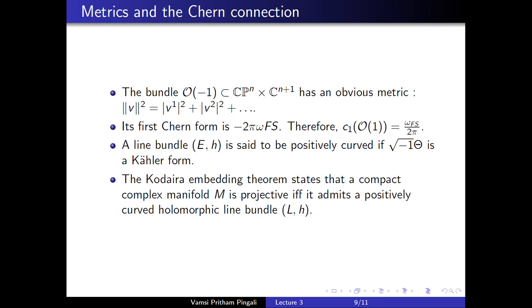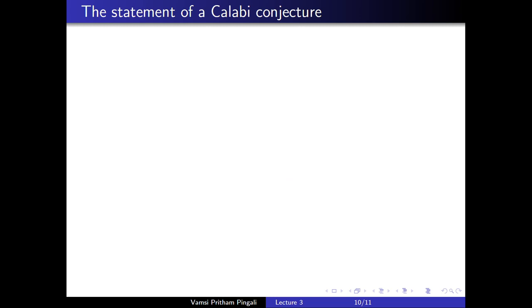If I give you just a complex manifold, forget about coming up with a positively curved holomorphic line bundle. How do you even come up with one holomorphic line bundle to begin with? It's not obvious. So using the Kodaira embedding theorem is not a triviality, mind you. By the way, all of this stuff is in the book by Griffiths and Harris. Alright, so now we have enough language to at least state one of Calabi's conjectures.